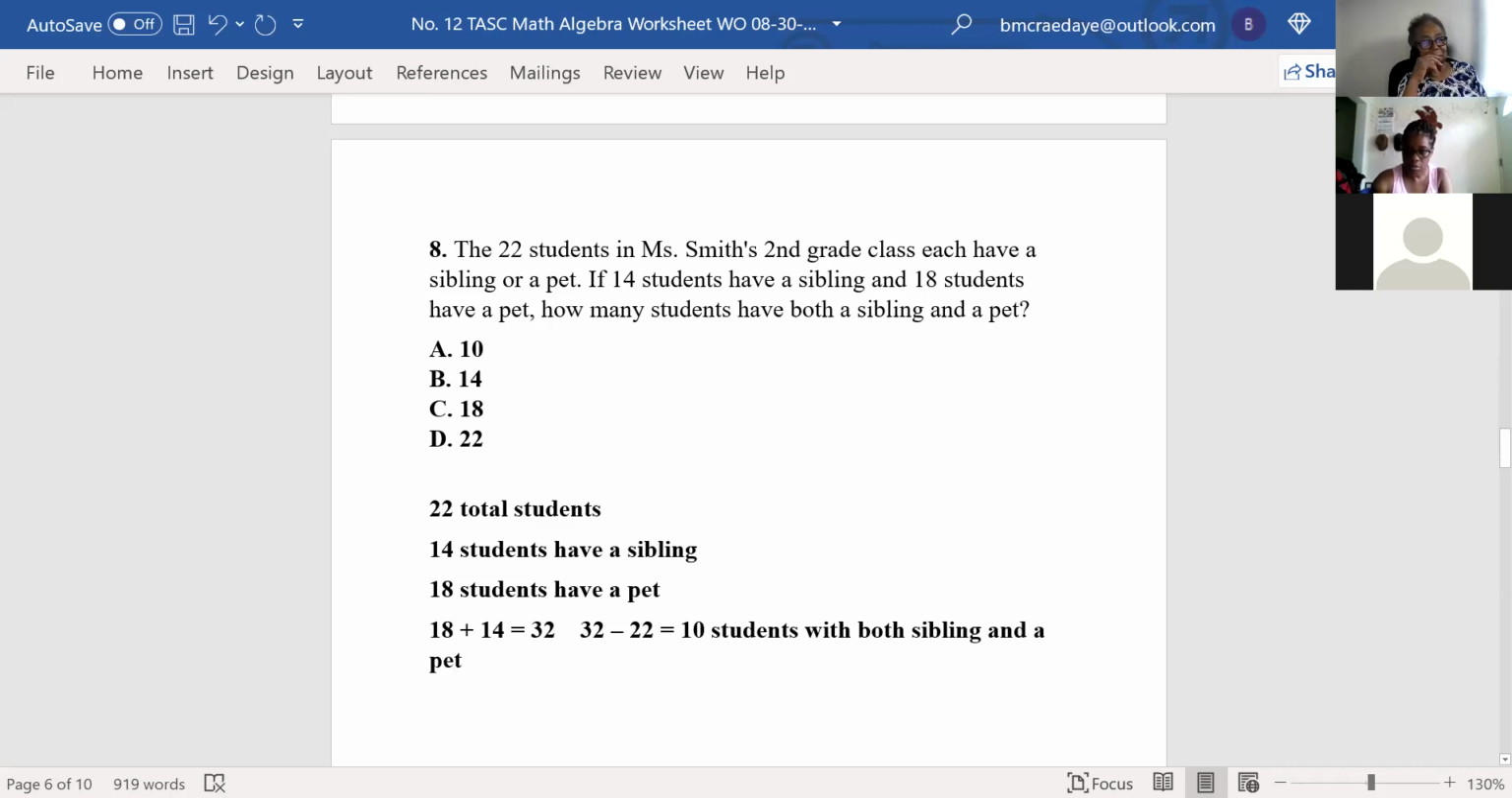Yeah, that's what that represents, because you get a total bigger than your total students because you're counting them twice, right? Because if they have a sibling and they have a pet. So that's what the difference is, the 10 students with both a sibling and a pet. So your answer is A.